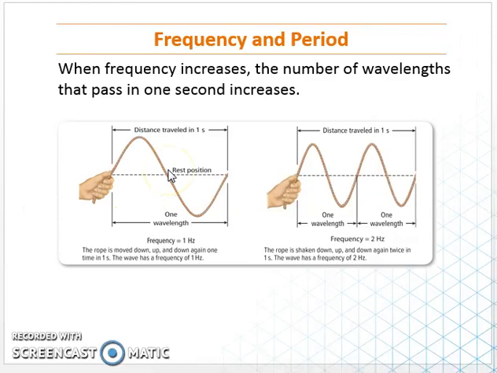Here you can see the rope is moved up and down 1 time in 1 second. The wave has a frequency of 1 hertz. In this picture, the rope is shaken down, up, and down twice in 1 second. The wave has a frequency of 2 hertz.